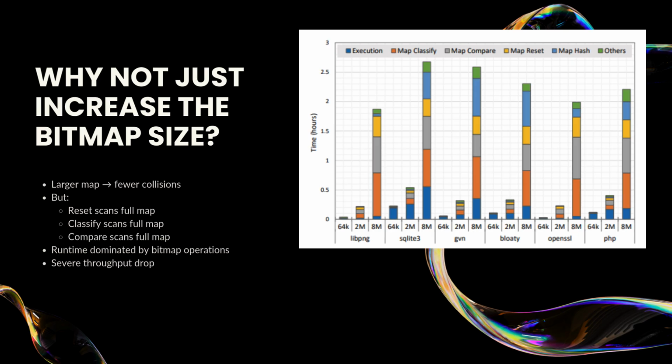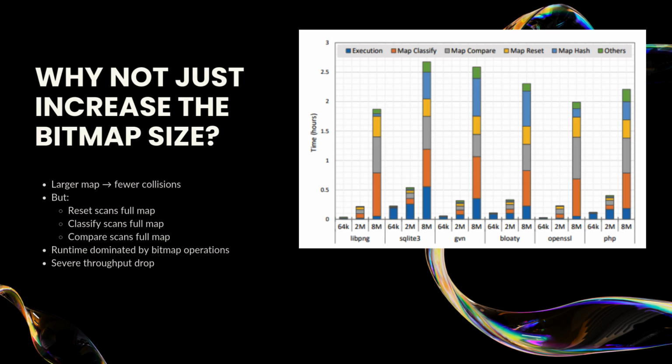So when we increase the bitmap size from 64 kilobytes to 2 megabytes or 8 megabytes, we are dramatically increasing the amount of memory touched per test case. This creates two major problems. First, the cost of iterating over the bitmap begins to dominate runtime. Second, the large bitmap causes severe cache pollution. The processor repeatedly loads and writes memory that contains mostly zeros. This pushes useful data out of the cache and increases memory traffic.